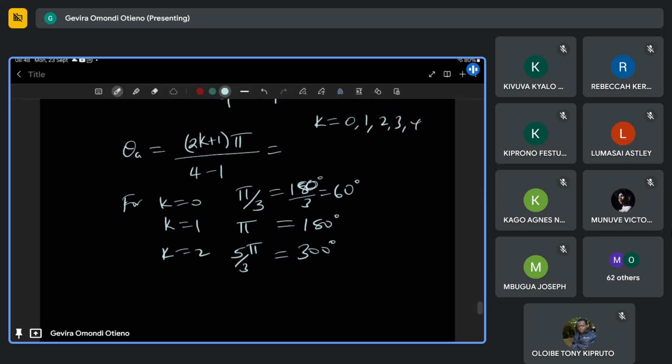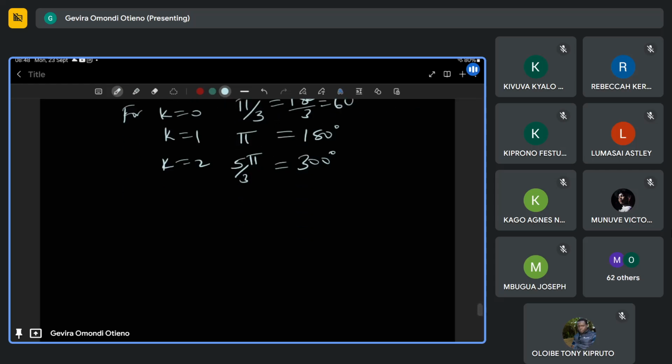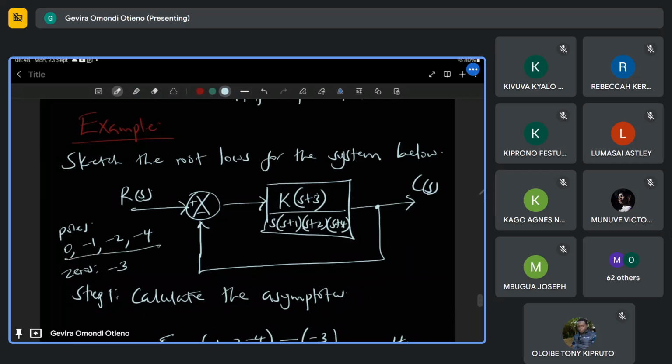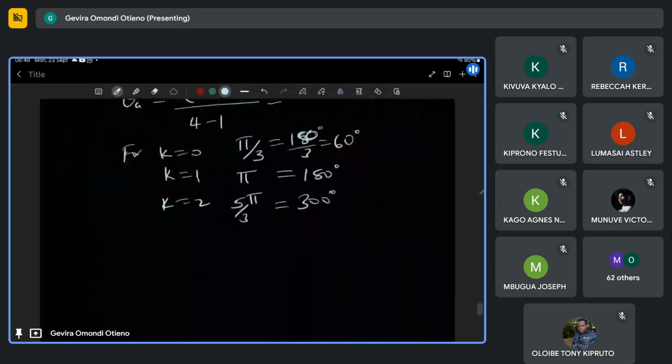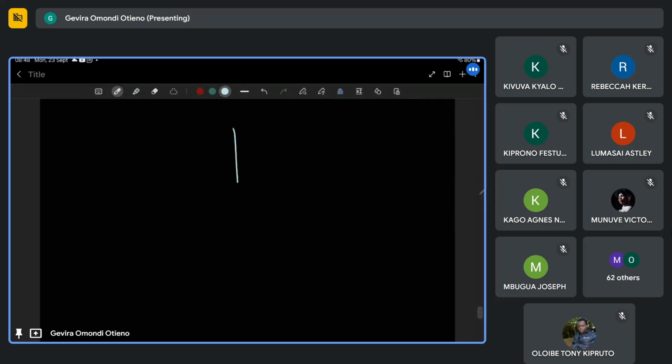So now we can go to our plots. Let me bring you back to our plot. So to plot this, remember the points, the poles are this, and the zeros are that. Okay? So let's try and plot this quickly before we end the class. 5 minutes or less.